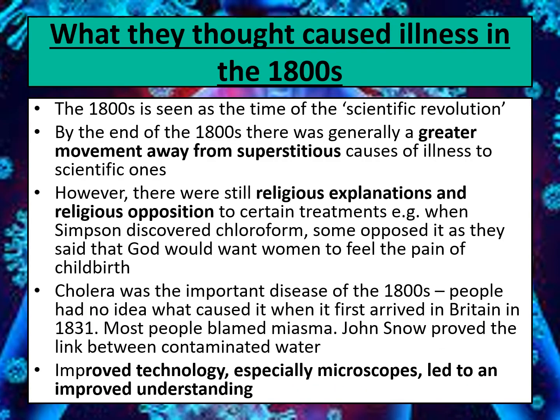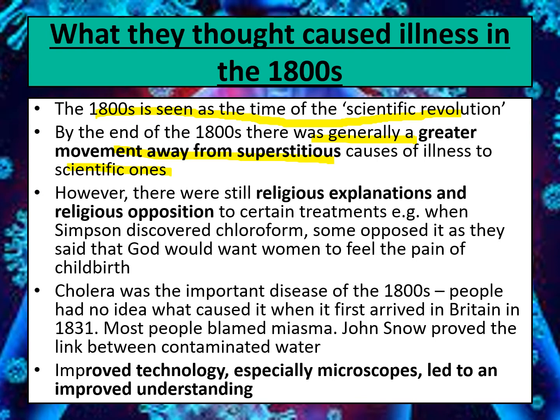We're now going to think about the 1800s and what they thought caused illness in this time period. Now, generally, the 1800s is seen as a time of the scientific revolution. Things like microscopes had advanced a lot in this period, which then allowed them to make some amazing discoveries, including germ theory. So by the end of the 1800s, there was generally a greater movement away from superstitious causes of illnesses and things like religion to start to think about scientific ones instead. However, they don't go away completely.